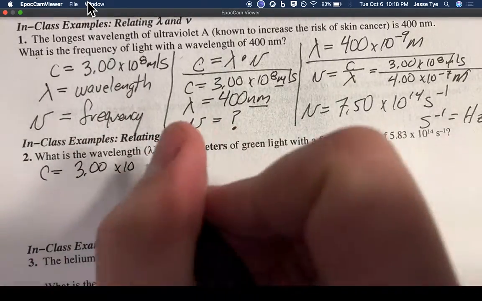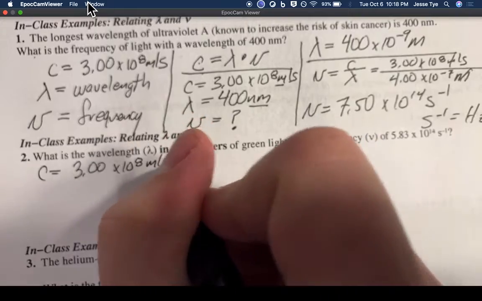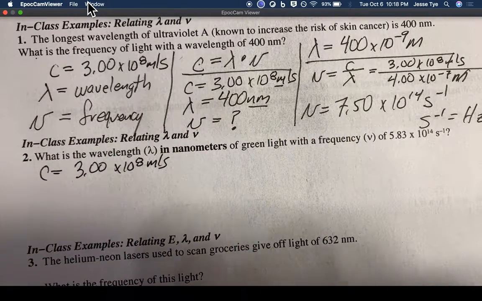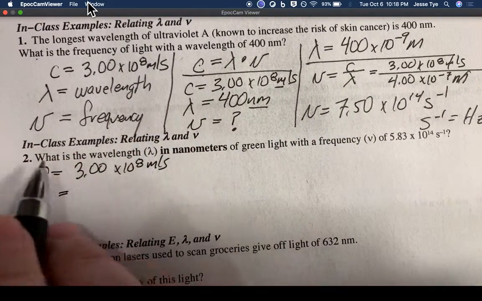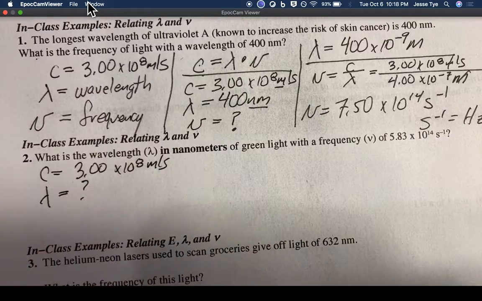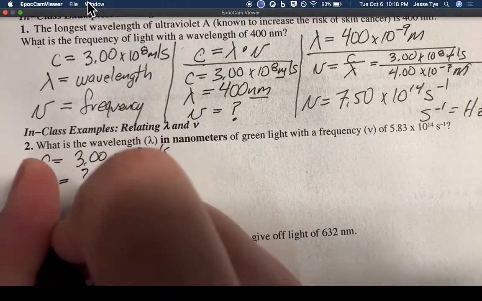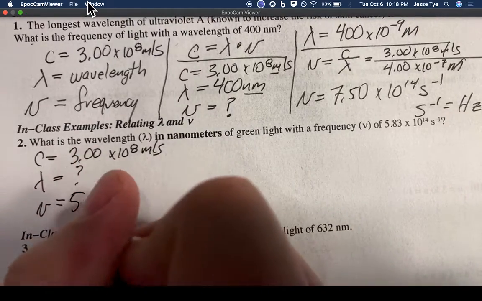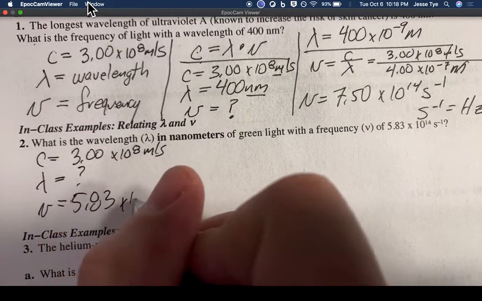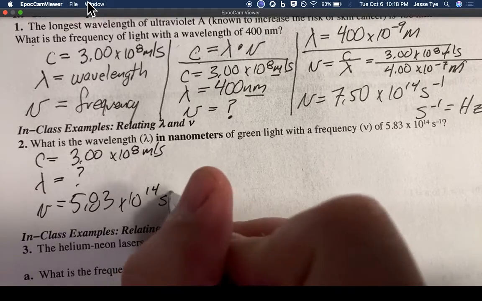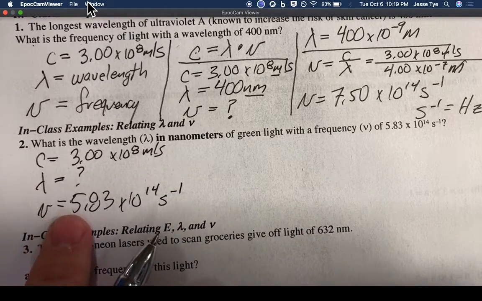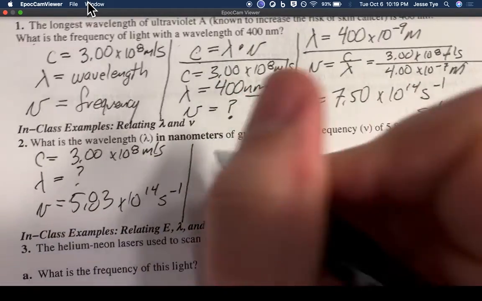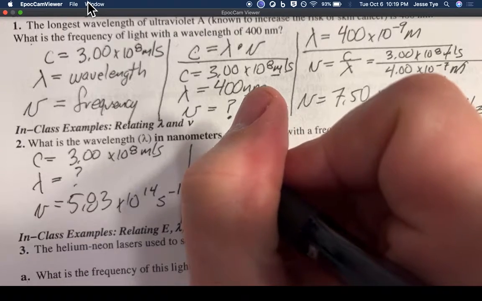So 3.00 times 10 to the eighth meters per second, always going to have that. Lambda, what is the wavelength? So that means lambda is going to be my unknown here. And this time nu is given: 5.83 times 10 to the 14th per second. So I'm going to use the same equation, but solve now for lambda instead of nu.